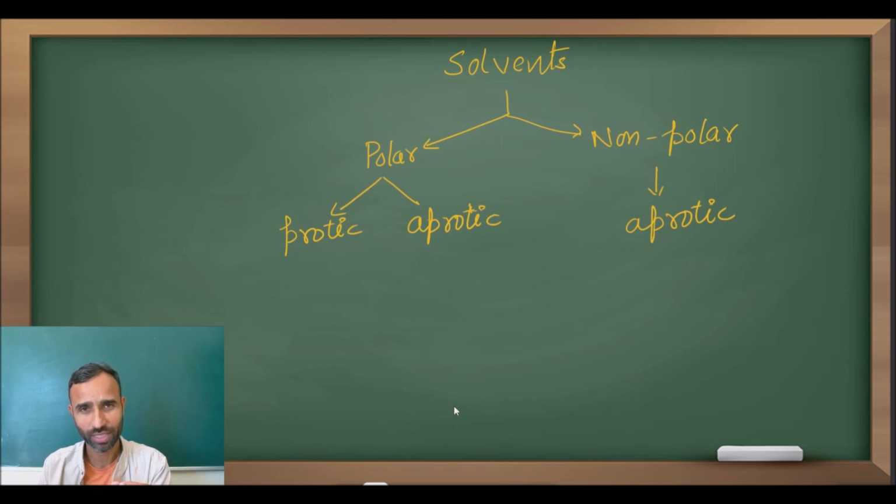Now, let us discuss the terms protic and aprotic. Protic means the solvents which are able to give proton, H plus ion. And those solvents in which hydrogen is attached to oxygen or nitrogen, they are protic solvents. And if it is attached to other than oxygen and nitrogen, they are called aprotic solvents.